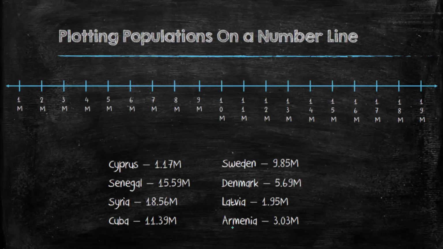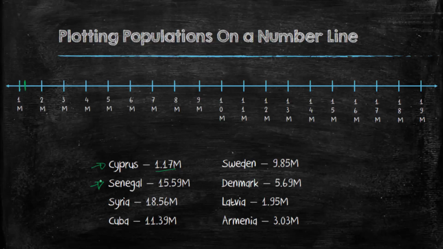Here we have 8 countries with their respective populations, and let's start plotting these populations, these numbers, onto our number line. So let's start with the country of Cyprus. Cyprus has a population of 1.17, so this is 1, this is 2. Well, 1.17 is close to 1.2. I would say it's about here. Remember, this is a guess. This is an estimation. It's roughly around here, give or take a little bit, maybe here, maybe here. But generally speaking, it's about here.